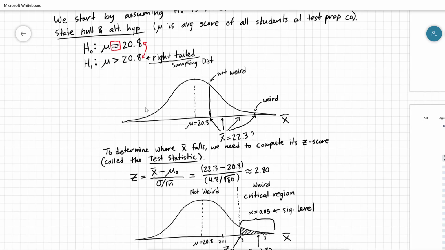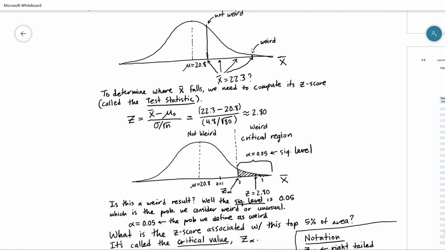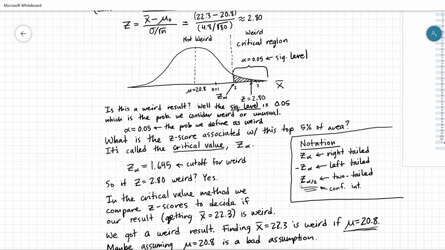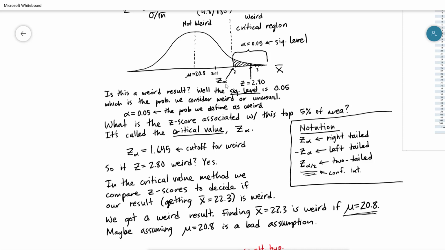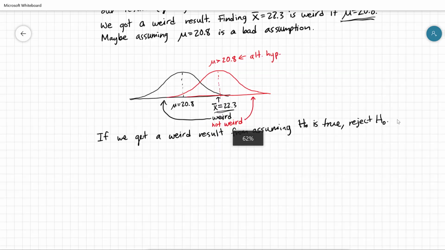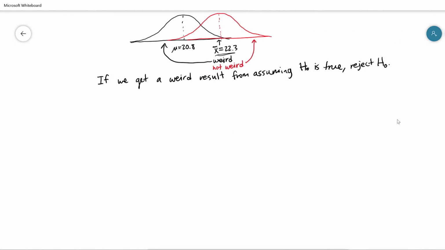The question is, how do we decide if our result is weird or not? We just did the critical value method, where we compare these two z-scores, the z-score that cuts off the region we're going to consider weird versus the z-score of the actual evidence that we got. And we compare those to see if it's weird. If we did the p-value method, which is our second method, and this is a much more common method, it turns out.